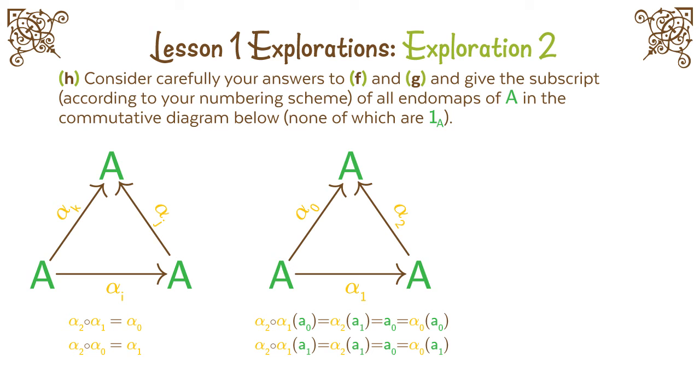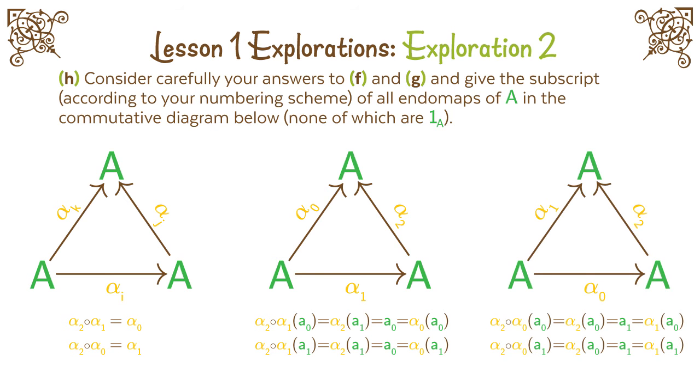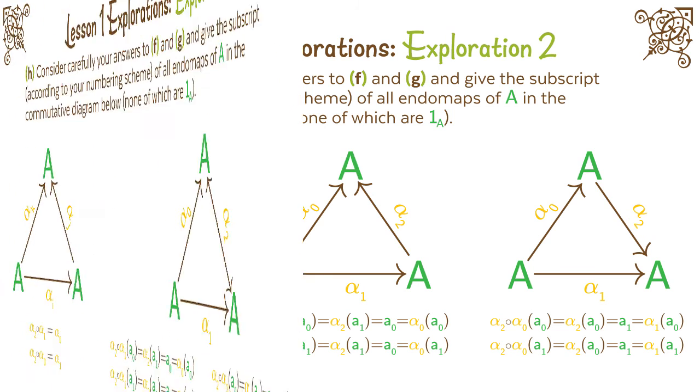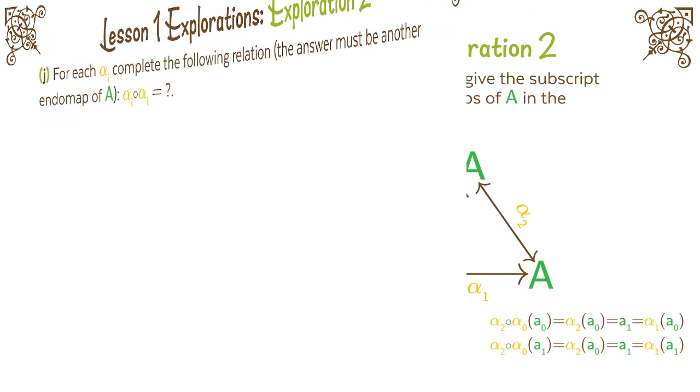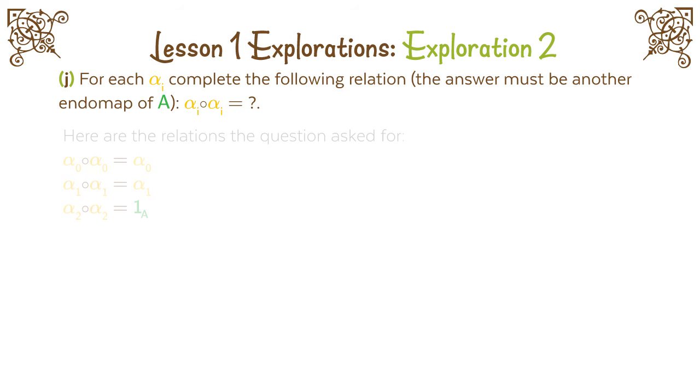To get the diagram with alpha 0 from the existing diagram, we have two options. We could swap these two arrows, or we could swap the direction of the swap map. In fact, since alpha 2 is an isomorphism, we don't need to do either. Its inverse is of course itself, so we can represent both these maps by one diagram. Let's skip and do J to see that. Here are the relations the question asks for.